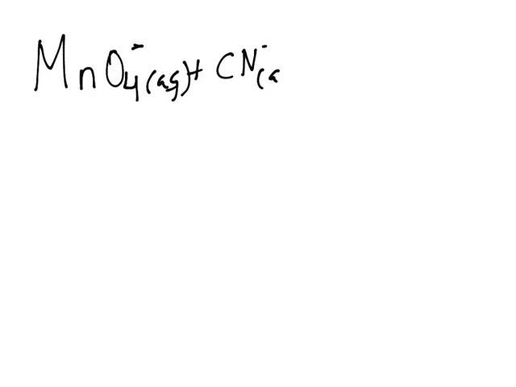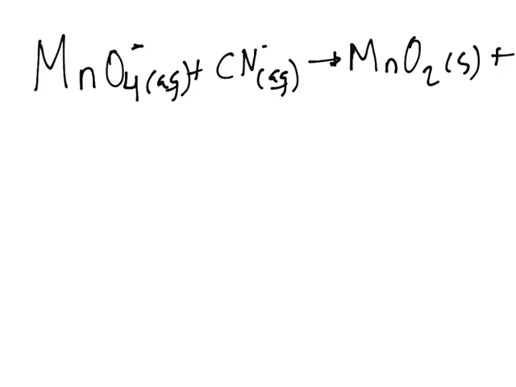I'll be doing a problem in basic solution, because if you do the basic solution, it'll cover the acidic solution and the basic solution at the same time. To do something in base, you have to do it in acid first, and just add the hydroxides. So it says balance the following process in basic solution. We have MnO4 minus, aqueous, plus CN minus, aqueous too. What that forms is MnO2, which is solid, plus OCN minus, which is aqueous.